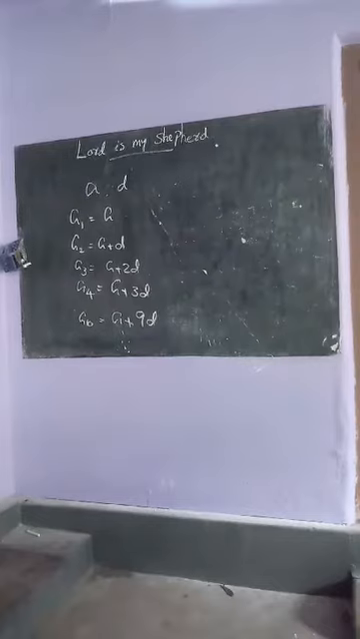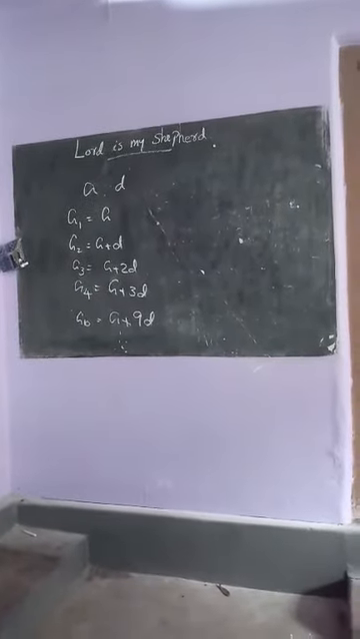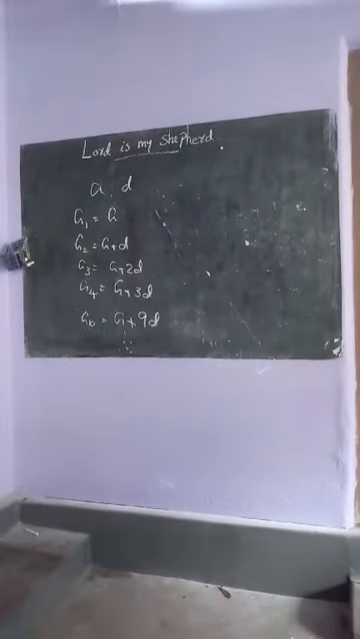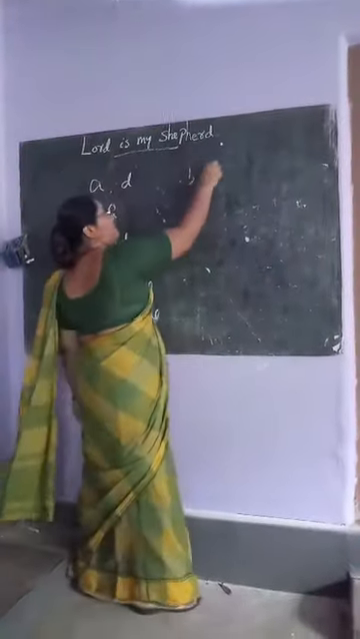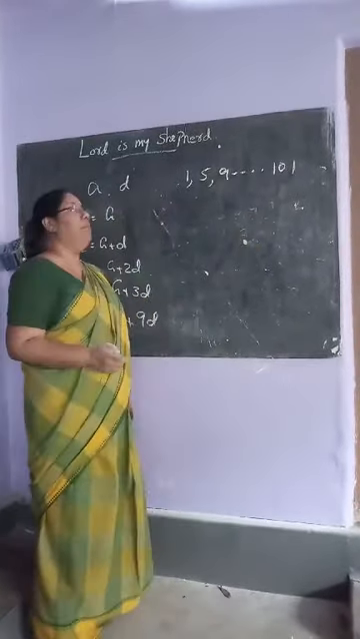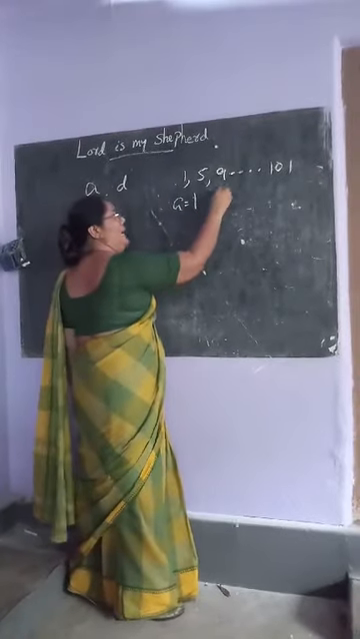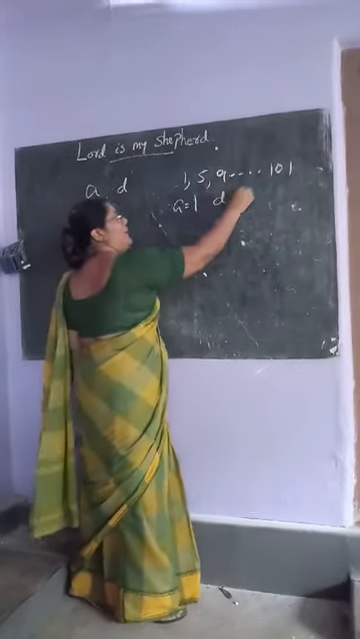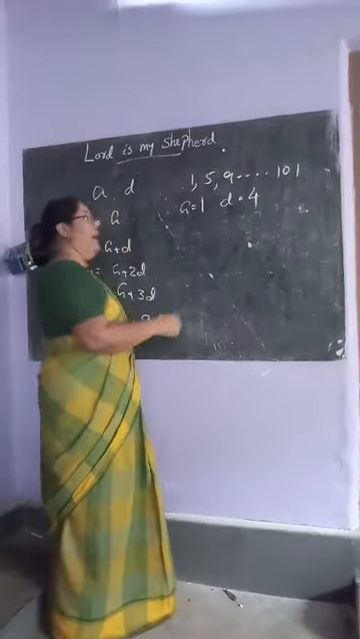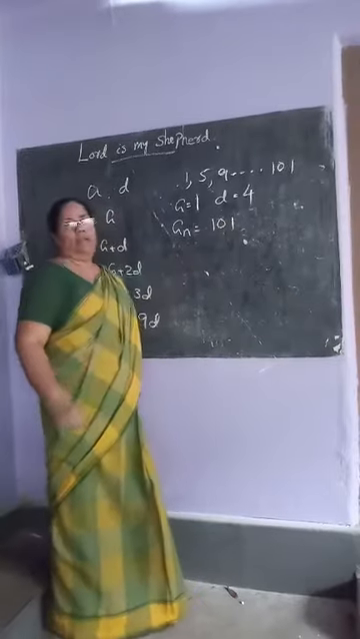What term of 1, 5, 9, etc. is 101? Here also we apply the same method. What is A here? 1. What is D here? 5 minus 1, that is 4. And we assume that AN is equal to 101.